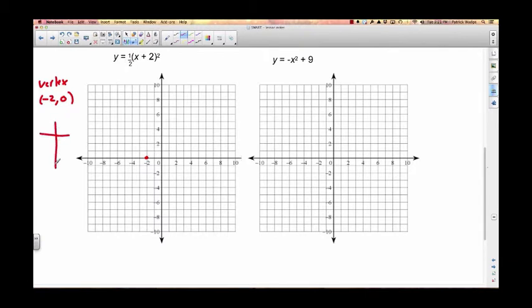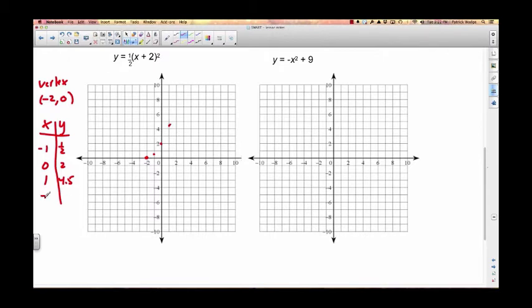I'll do this both ways again. X, y. So let's pick some values close to negative 2, maybe negative 1 and 0 and 1. Negative 1 plus 2 is 1. 1 squared is still 1, and half of 1 is a half. 0 plus 2 is 2. 2 squared is 4, and half of 4 is 2. 1 plus 2 is 3. 3 squared is 9, and half of 9 is 4.5. Let's do this first of all. Negative 1 and 1 half. 0 and 2. 1 and 4.5.